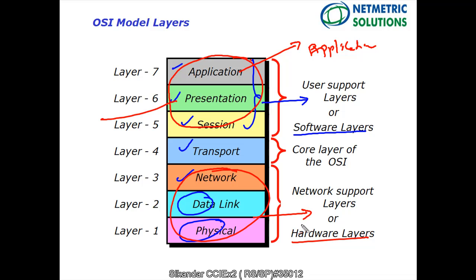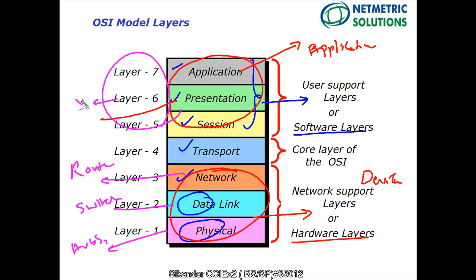Why do we call them hardware layers? Because hardware devices are involved here. In the network layer, there is a device called a router involved. When you talk about the data link layer, we have switches involved. And when we talk about the physical layer, we have hubs, repeaters, and cables involved. Whereas in the upper layers, there are no devices involved, but it's an internal process inside your computer.